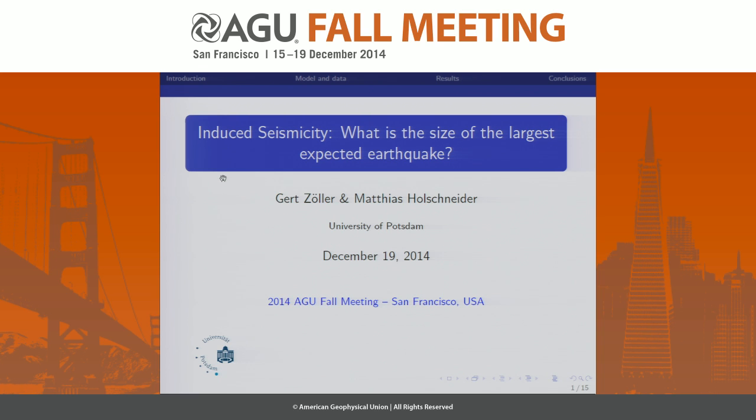So this is a common work with my colleague Matthias Holschneider from Potsdam, and we are interested in the size of the largest expected earthquake magnitude in relation to induced seismicity.